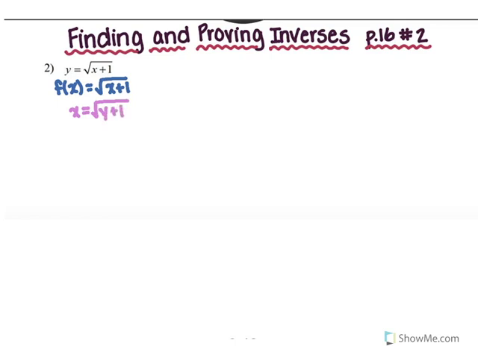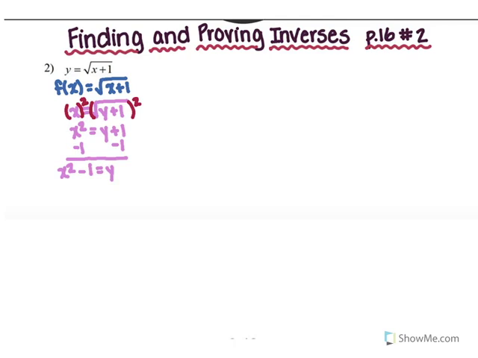Now, because that y is under a square root, we have to do the inverse of taking the square root, which is squaring it, in order to get rid of the radical. So I'm going to square both sides. And that will leave me with x squared equals y plus 1. And then I just need to minus the 1. x squared minus 1 is y.